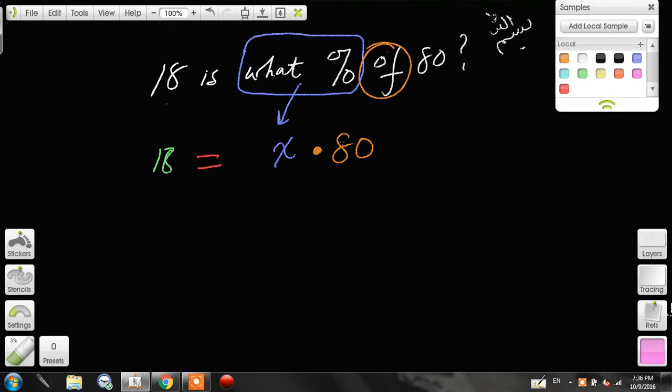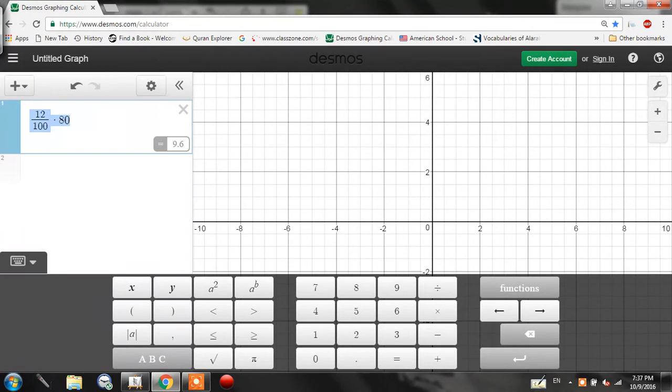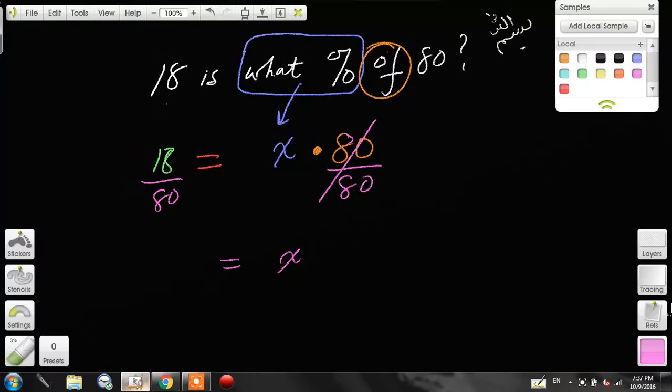And then we just solve this equation by dividing both sides by 80, correct? So then x will be 18 divided by 80. Let's do that. 18 divided by 80, then you get 0.225. Now this is the percentage we're solving for, right? But that's cool, we can write this as a percentage. 0.225 is the same thing as 22.5 percent.